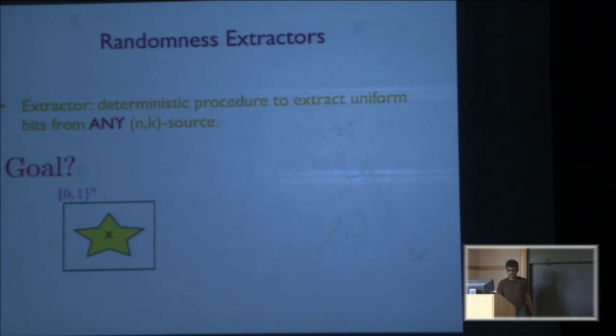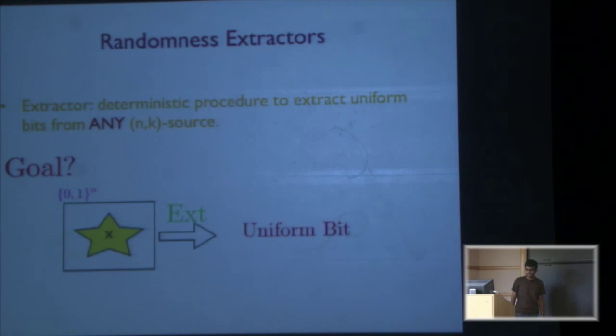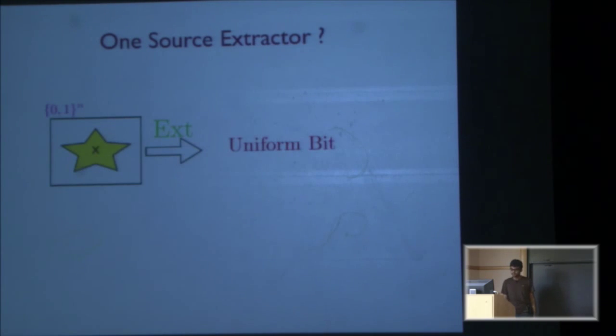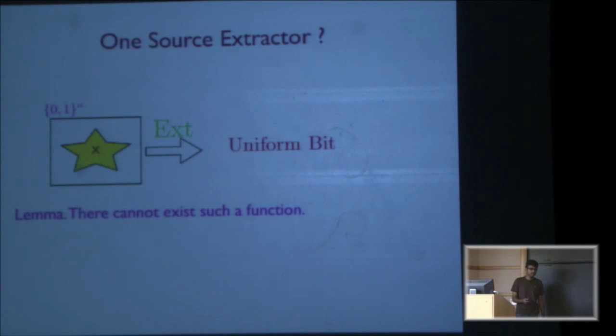So our goal would be, we have a source x which we do not know. We just get a sample out of it, and we apply this extractor and maybe get a uniform or almost uniform bit. Right? So this may be called a one source extractor. But by an easy argument, it can be shown that there cannot exist such a function.